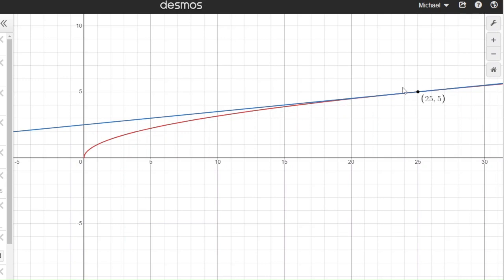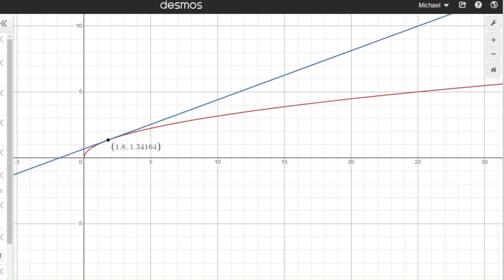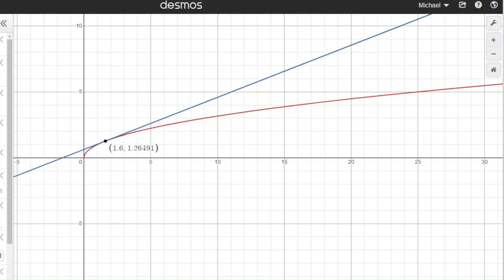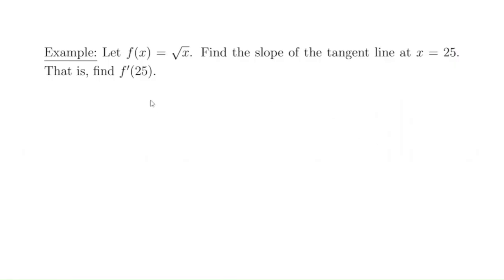Notice it looks like it's a positive slope, certainly, but it's a very gradual slope. Now, if the point had been closer in here, for example, if we looked at the point 9 comma 3, the slope is a little bit steeper. In fact, if we go further over here, the slope is even more steep. Okay, the slope of the tangent line. But at 25 comma 5, what is the slope of the tangent line? So what we're really trying to find is f prime of 25.